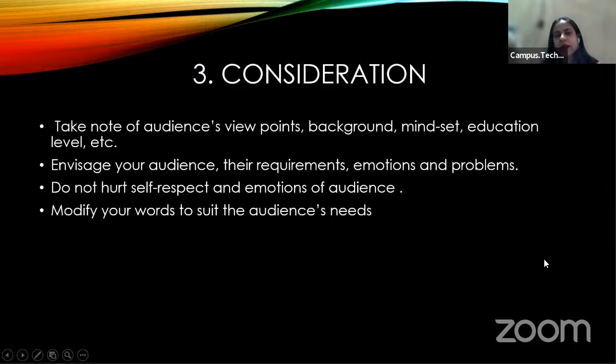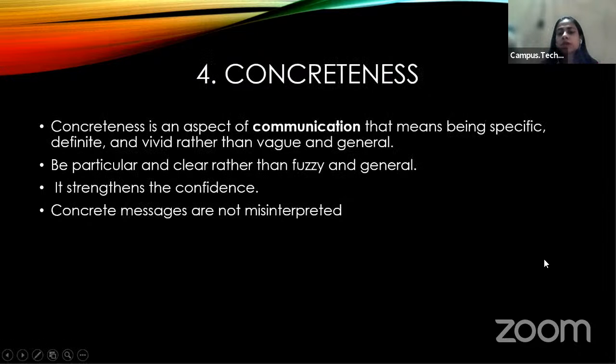Next point after consideration is concreteness. Now here, concreteness is an important aspect of communication because it means being specific, defined, and vivid rather than vague and general. Don't provide any general casual information. If someone has asked you for any kind of information, you need to be very specific.